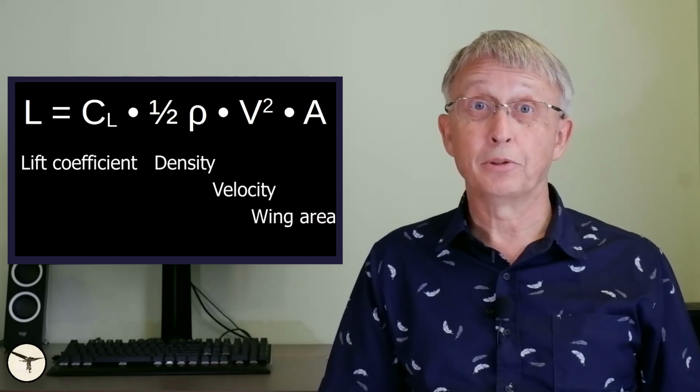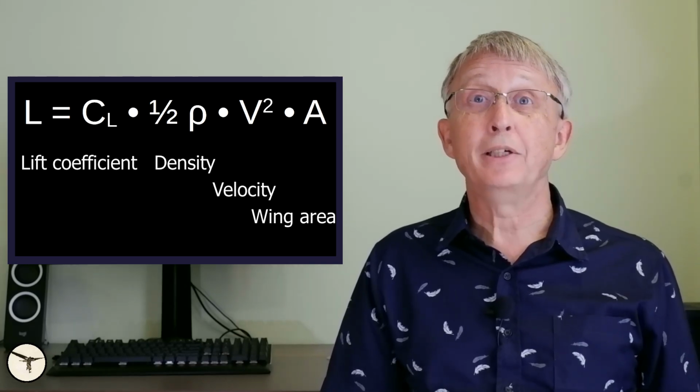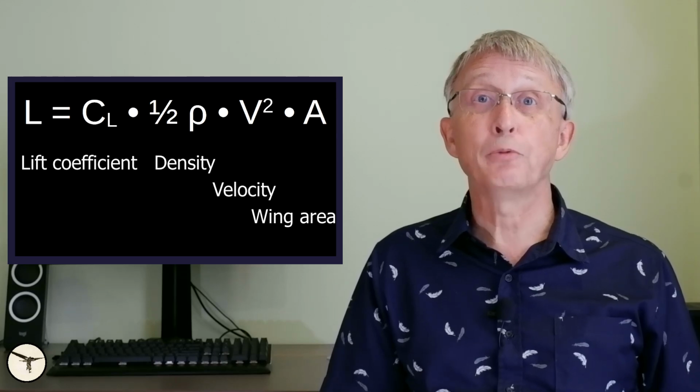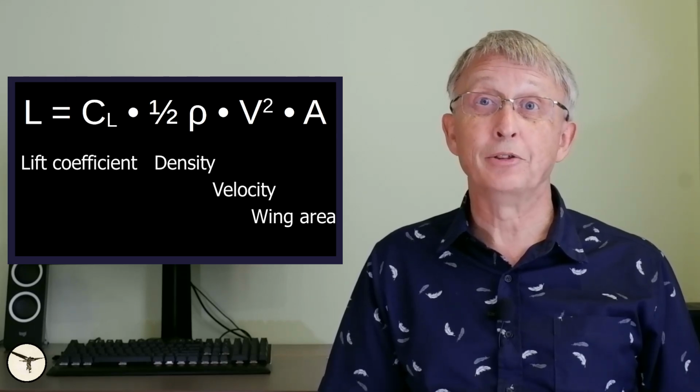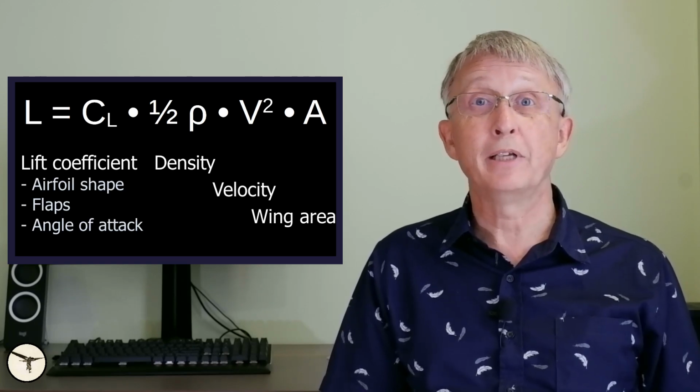Pilots can control two of those variables, the airspeed and the lift coefficient. The airspeed is true airspeed. The lift coefficient is a dimensionless number that depends on the shape of the airfoil, use of flaps, and the angle of attack. I have made a video about the lift formula, showing how it's used to calculate lift for small and large airplanes. You find a link below.